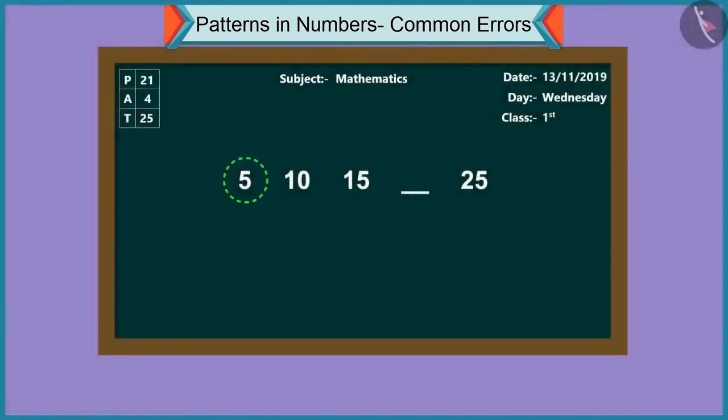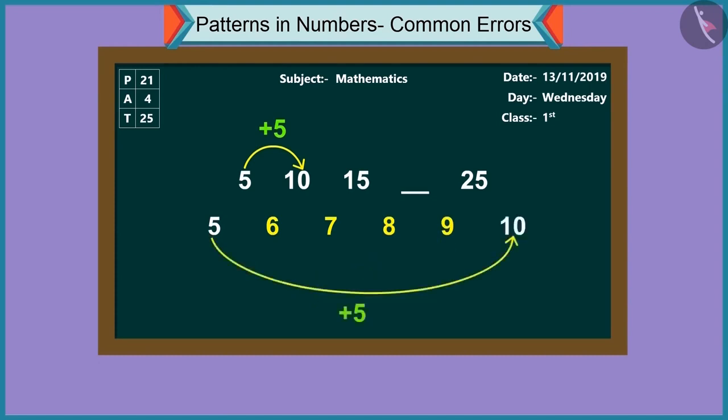Look here. After 5 is 10. In this pattern, adding 5 to 5 has made 10. Like adding 1 to 5 makes 6. Adding 2 makes it 7. Adding 3 makes it 8. Adding 4 makes it 9. And adding 5 has made it 10. This way 5 has been added each time to carry the pattern forward.